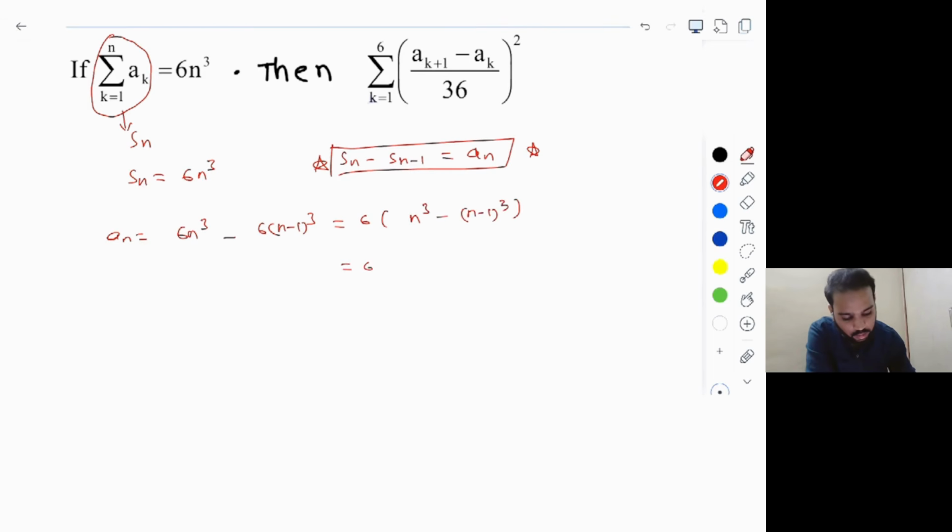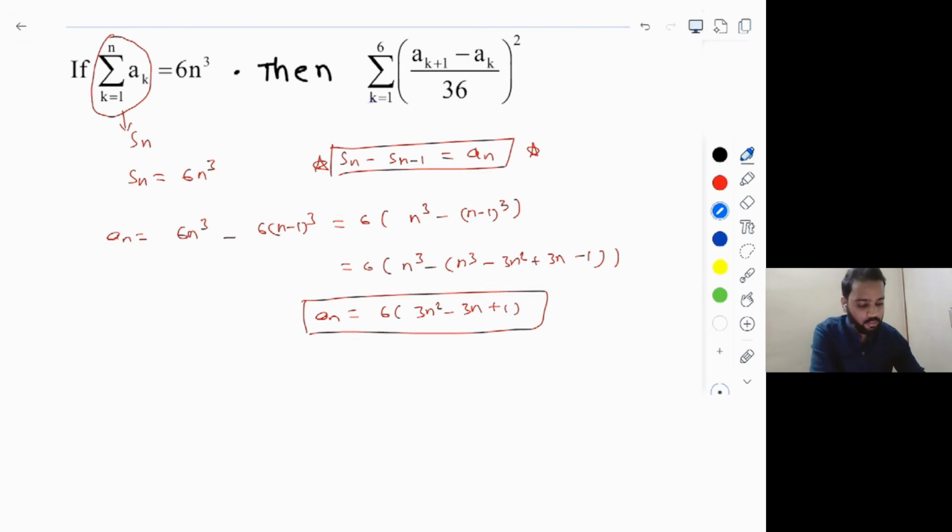Now we know what to do here. It will be 6 times of n cube minus of (n cube minus 3n square plus 3n minus 1). Clearly n cube gets cancelled. Finally the remaining part is going to be 6 times of (3n square minus 3n plus 1). Okay, so this is your value of an here. So successfully we have found the value of an, but the question is not over. Once again, they tried to make it lengthy here. So we'll take the value of an and substitute it in the required part.